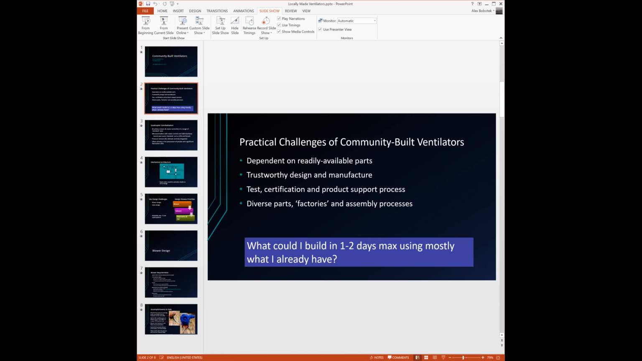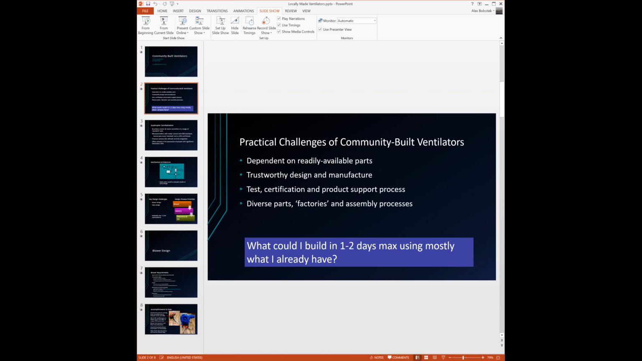So some of the challenges I see in community-built or DIY ventilators are that they're highly dependent on readily available parts. There may be very limited manufacturing capabilities as opposed to assembly capabilities. You may have to do it with what you have. The product has to be trustworthy, and that's very difficult to do when you have little control over who's building and what they're building with. There needs to be some sort of test certification and support process. And, well, I think I already said the diverse parts and factories. We really don't know what we're dealing with here.